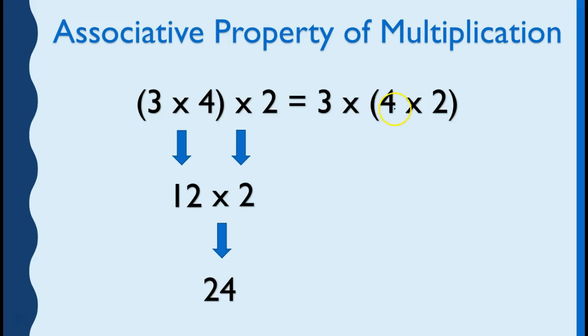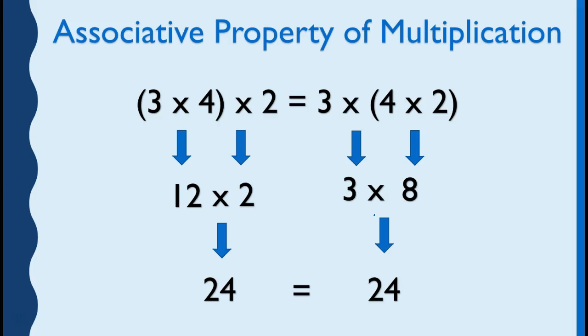Let's come over to this side, and this time we're going to multiply this first. 4 times 2 is 8. Bring down 3 times 8. 3 times 8 is 24. So look at that, 24 equals 24. So that shows me that I can group the numbers differently and it doesn't change the answer. That is what the associative property of multiplication is all about.